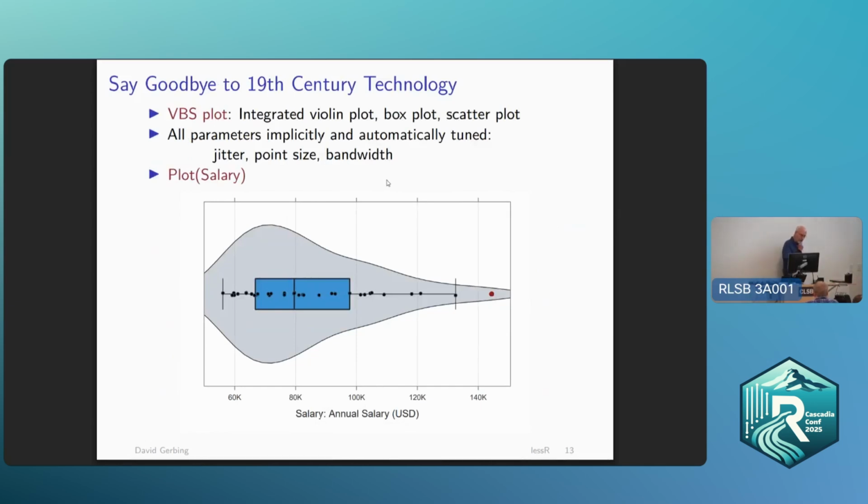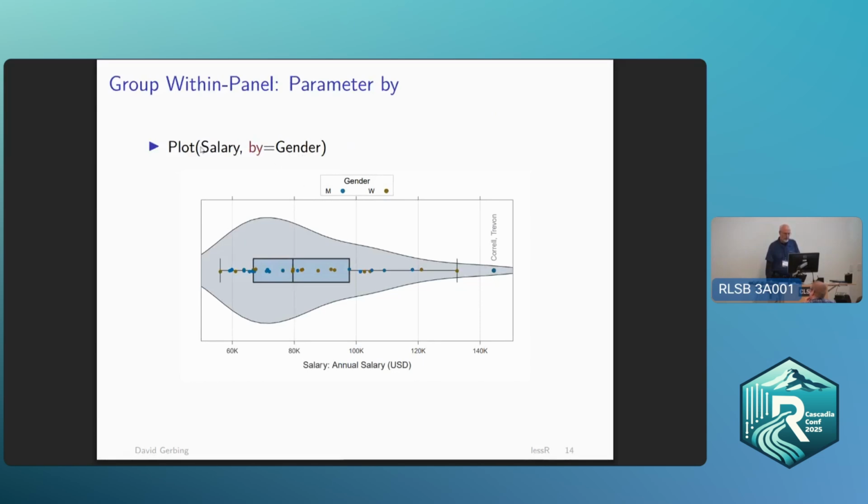So I named this thing Integrated Violin Box Plot, Scatter Plot, VBS Plot. I have a publication in a journal on that name, but of course I did not invent this. It's my name, but I did not invent it, certainly. But I programmed it so you go plot salary, and you get the scatter plot, the box plot, and the violin plot automatically, and an outlier analysis. With this, actually it should now label this outlier for you too. I'm always developing as we go. And then again, by equals gender. We get the gender, and there's the label on there.